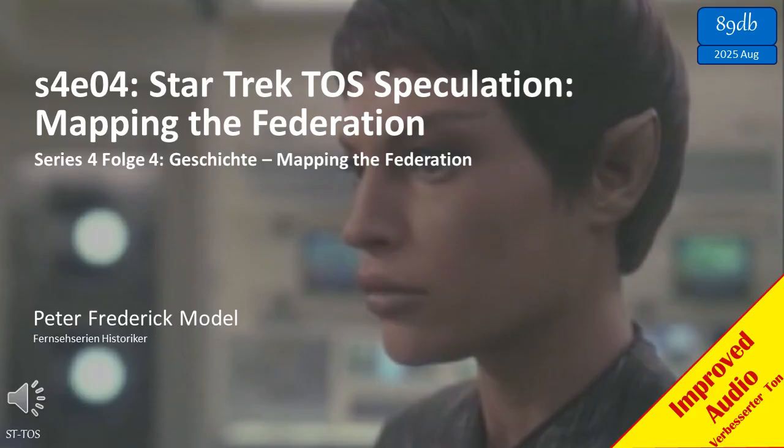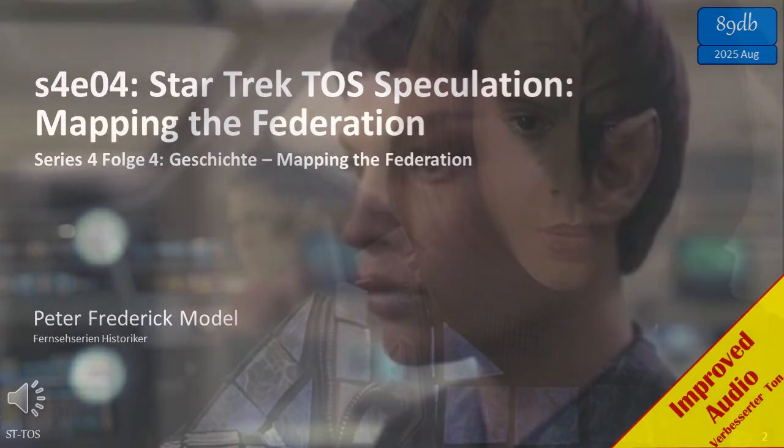Welcome to another exciting video, in this case episode 4 of my Star Trek The Original Series speculation series of videos. In this video I'll cover a possible map of the original series Federation based on script references, and then attempt to fill in any potential gaps which I can speculate, which is a reasonable speculation I have to admit.